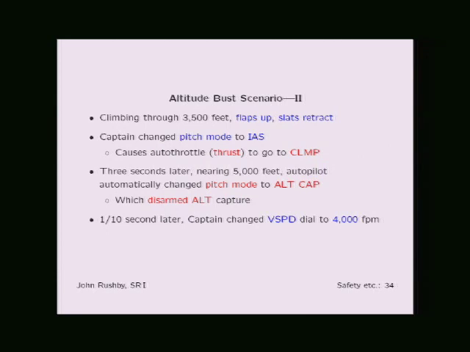And then around that time, sort of a race condition, the captain changed the vertical speed to 4,000 feet per minute.